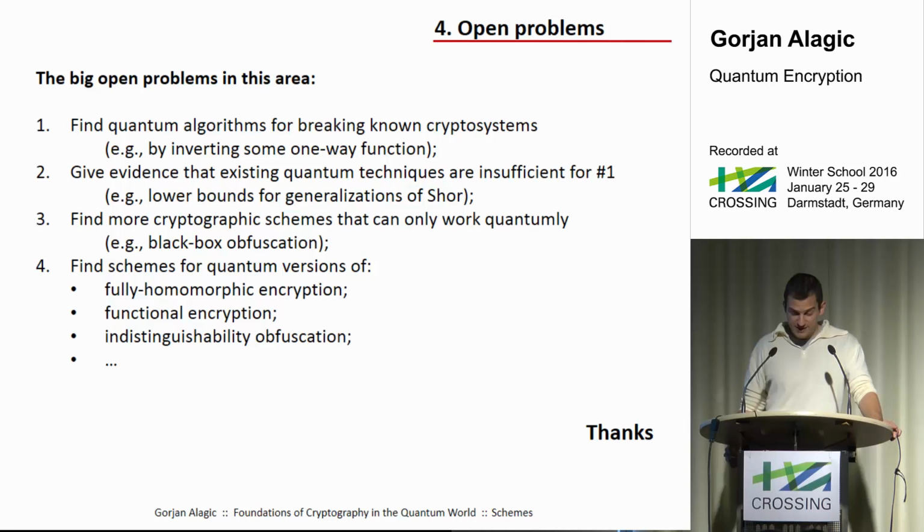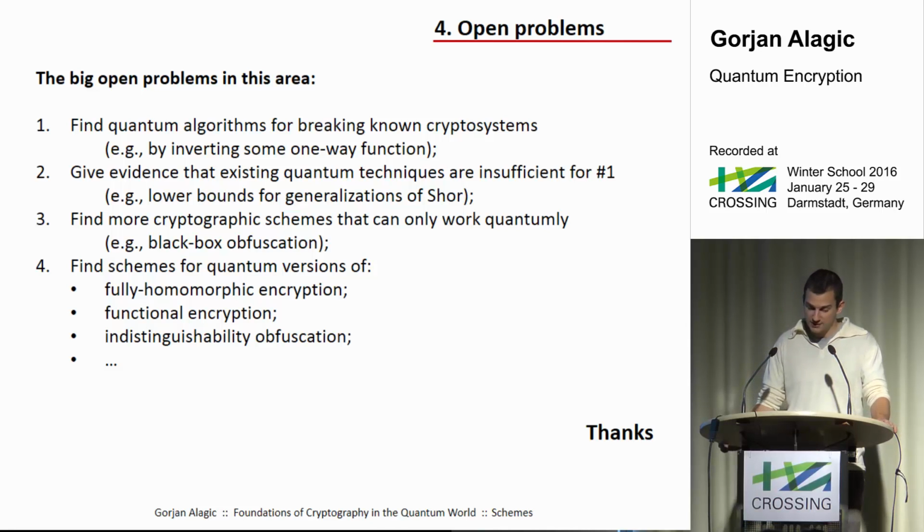Finding more cryptographic schemes that only work quantumly would be very exciting. So in addition to QKD, it would be nice if, for example, black box obfuscation was possible quantumly. It's not possible classically. And finding schemes for quantum versions of various classical things like fully homomorphic encryption, functional encryption, and indistinguishability obfuscation. These are all current research topics. So thank you very much.